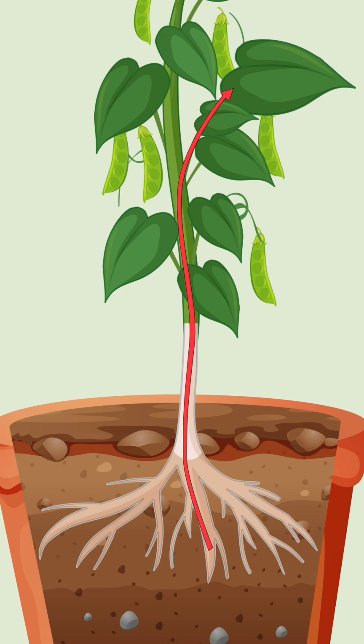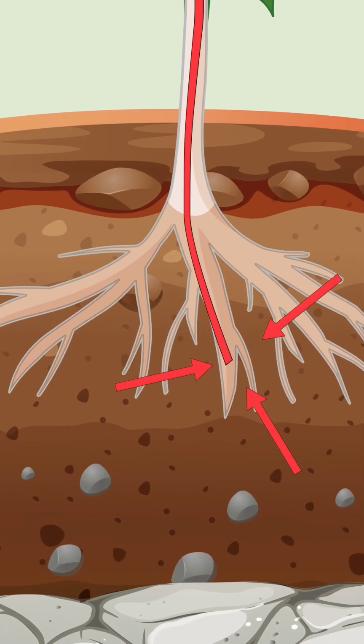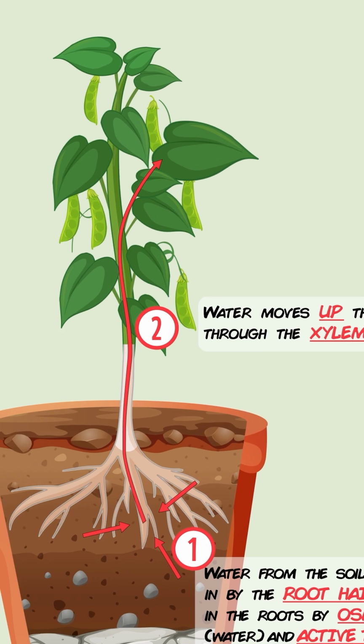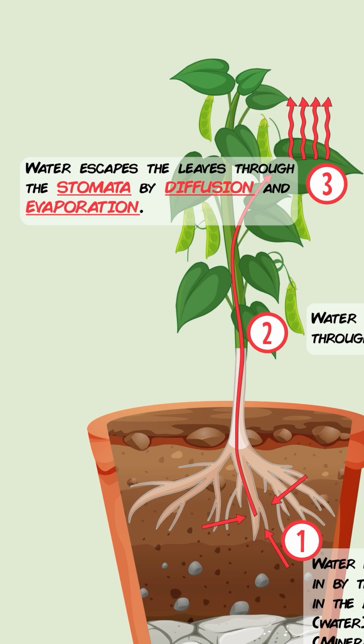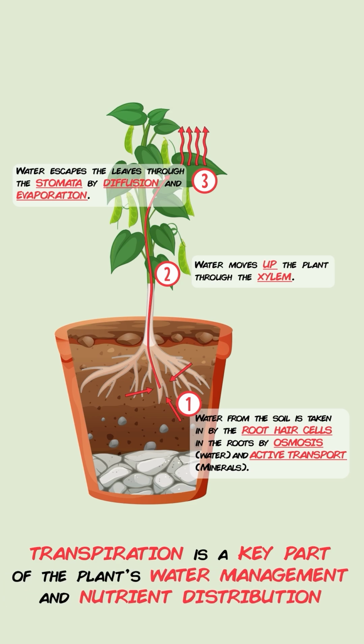The route that the water takes is known as the transpiration stream, and it starts off in the root hair cells where water is taken in by osmosis, then goes up the xylem and out of the stomata in the leaves where water evaporates. This movement of water is a key part of the plant's water management and nutrient distribution.